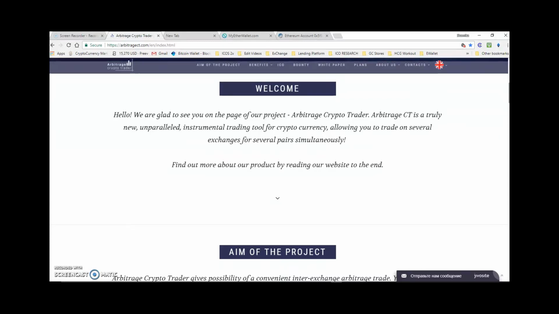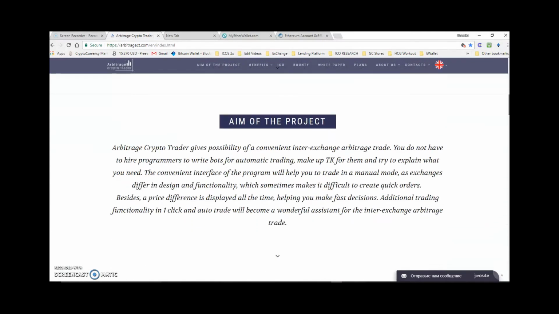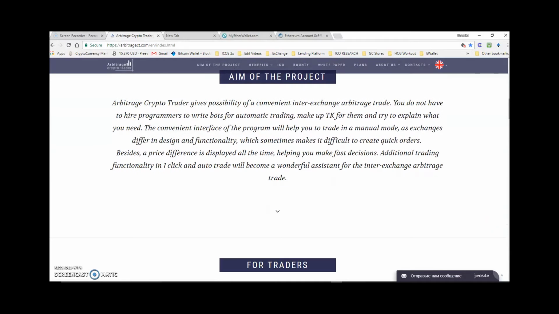Arbitrage Crypto Trader is a truly new, unparalleled instrumental trading tool for cryptocurrency, allowing you to trade on several exchanges for several pairs simultaneously. Find out more about our product by reading our website to the end. The aim of this project is to give possibility for convenient inter-exchange arbitrage trade. You do not have to hire programmers to write bots for automatic trading, make up a TK for them, and try to explain what you need.